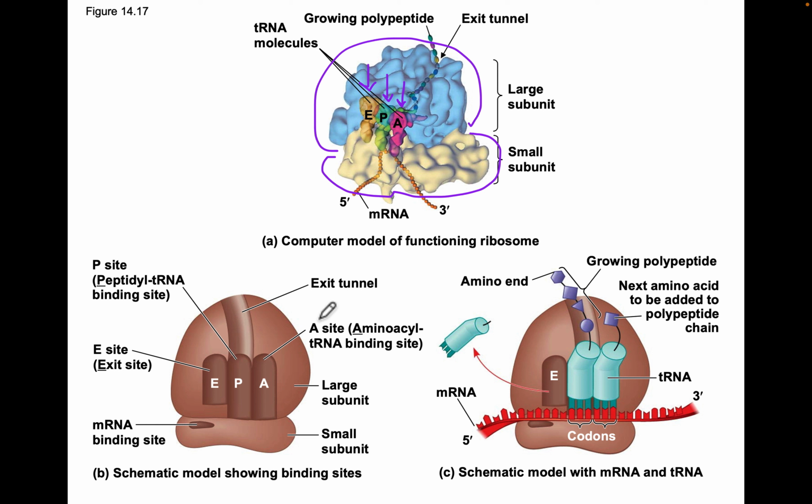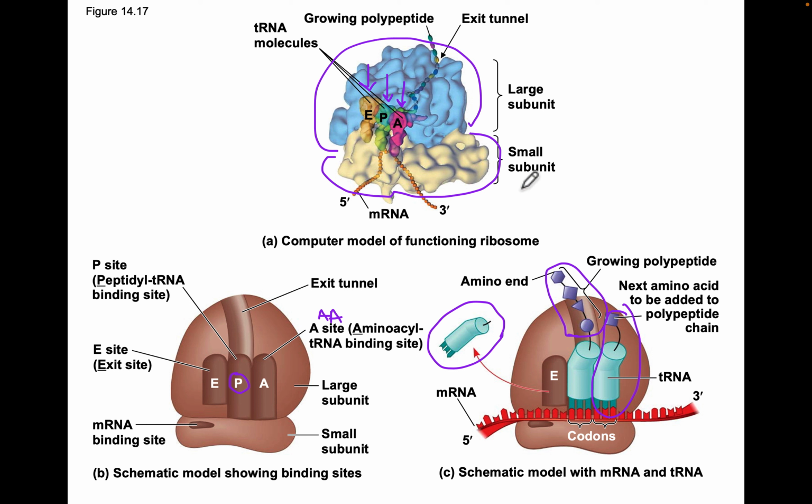The A spot, or the A site, is the amino acid site. That's where the new amino acid comes in. You can see that happening here. This is the new amino acid. The P site is the polypeptide site. That's where the polypeptide is growing out of, okay? And the E site is the exit site. That's where the empty tRNA is going to leave and get reloaded with the new amino acid.